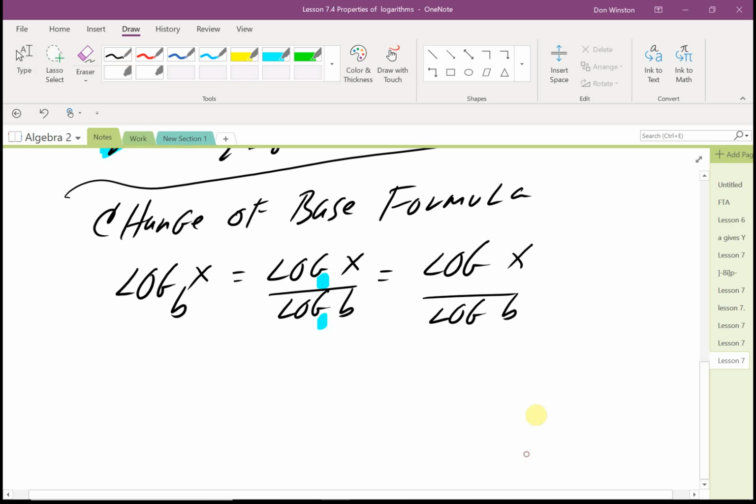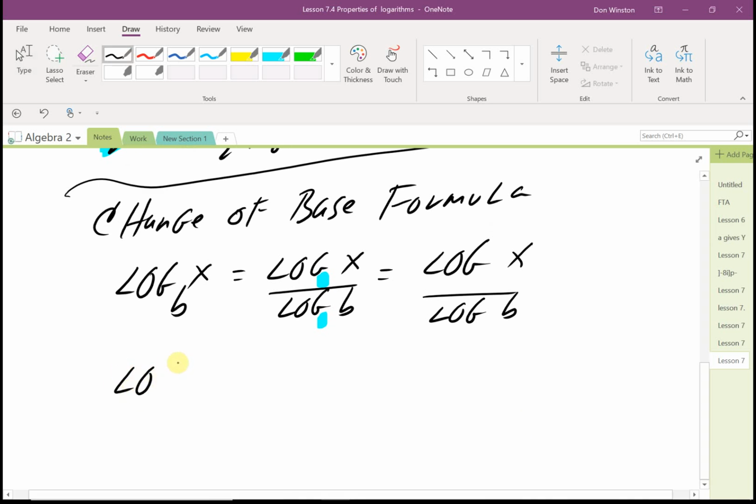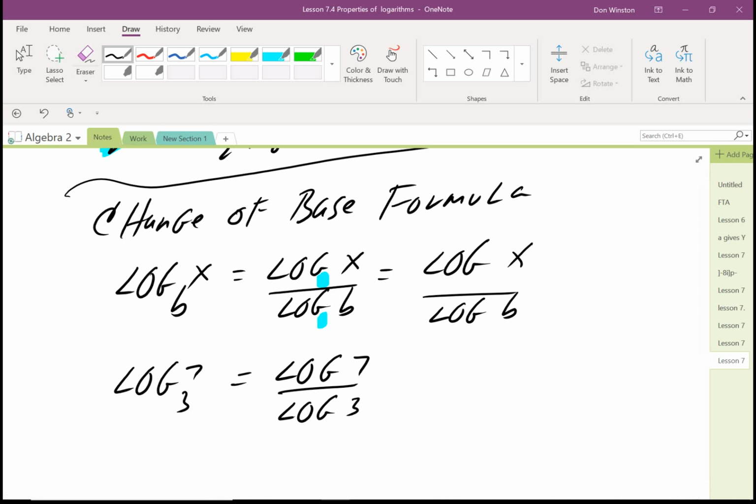So for example, let's say here I have log base 3 of 7. Now 3 raised to what is 7? Well, it beats me. I have no idea. But we can just use the change of base formula. We can change it to base 10, and we'll be able to evaluate this. So this would equal log base 10 of 7 over log base 10 of 3. And again, we're working with common bases here. So let's just evaluate that with the calculator. Log of 7 over log of 3.